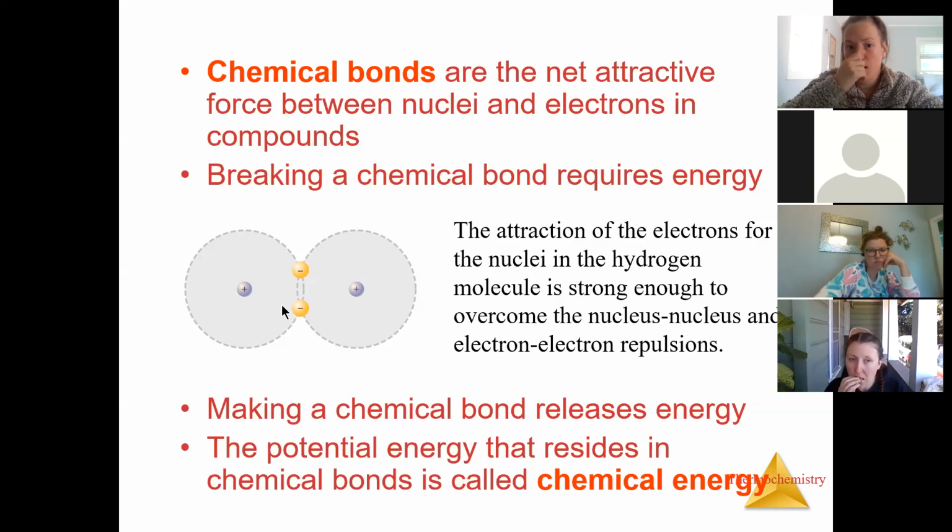So we can think of breaking bonds here as requiring energy, and then making bonds releases energy. The potential energy that resides in chemical bonds is known as chemical energy. We talked about how potential energy is based off of a material's position or its chemical composition. Well, when something has chemical bonds, because when we break those bonds they produce energy, those chemical bonds are like a stored source of energy. We call it chemical energy.